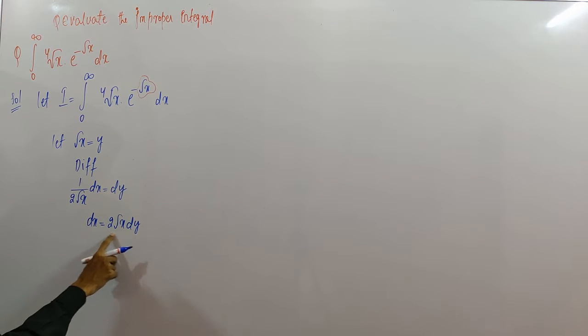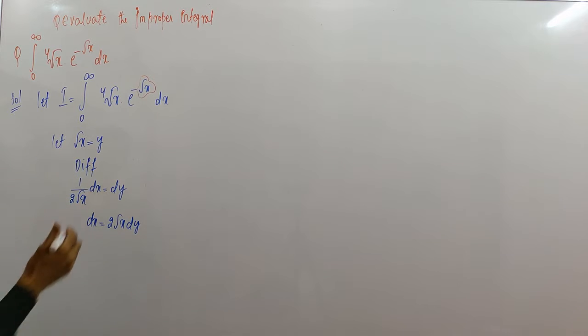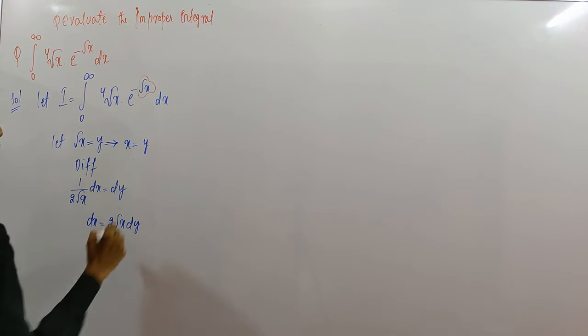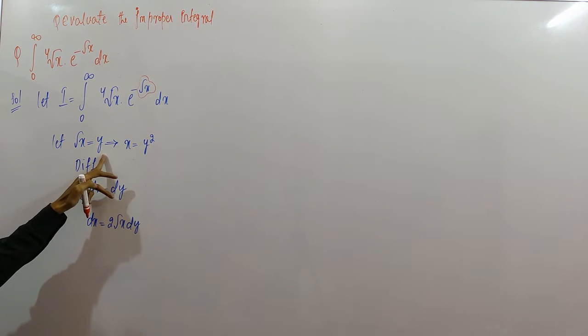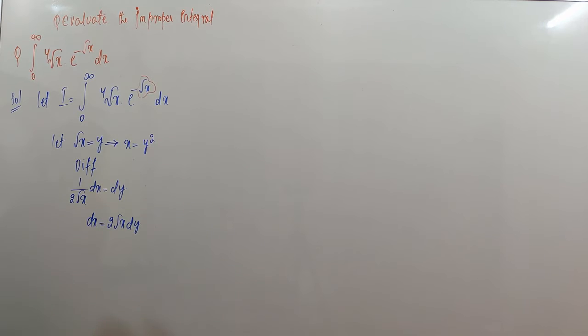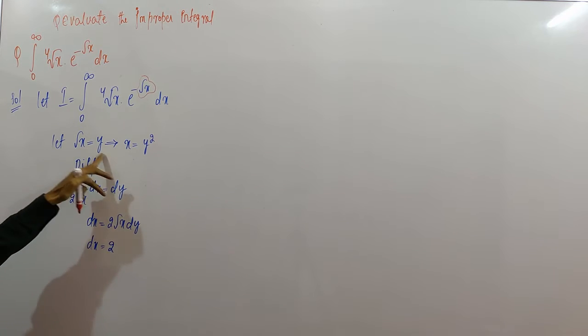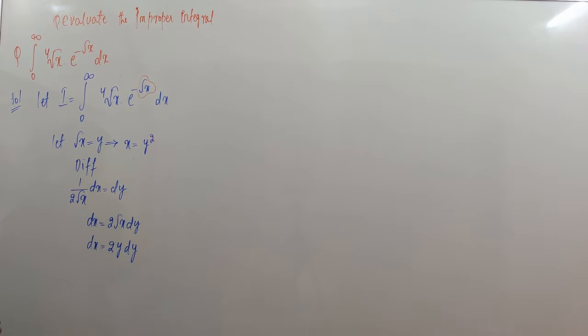Here we want complete y function. We don't want x here. So from this, the value of x will be y power of 2. Squaring on both sides, we get x equal to y square. So here root x value is y only, so dx is equal to 2y dy. We got dx in terms of y.